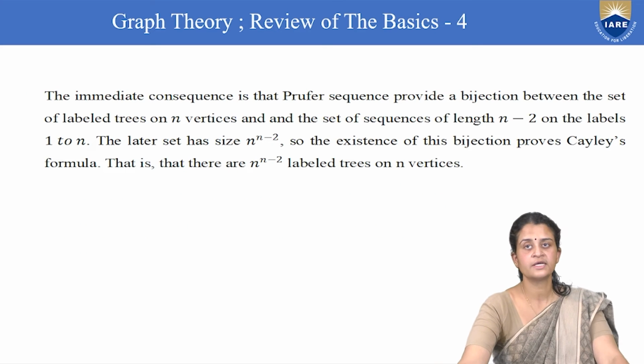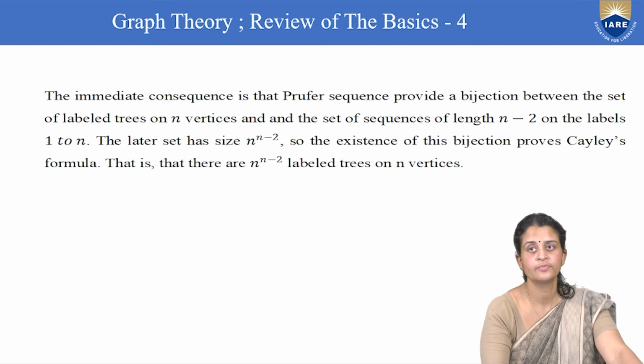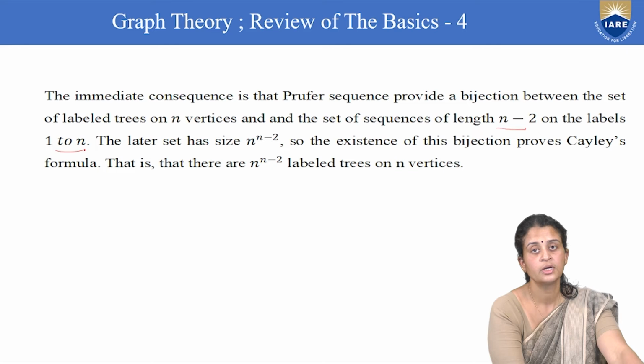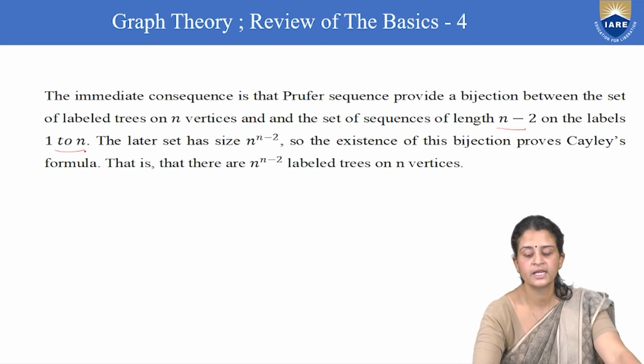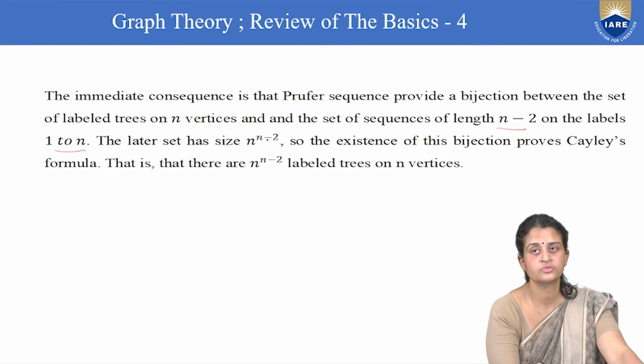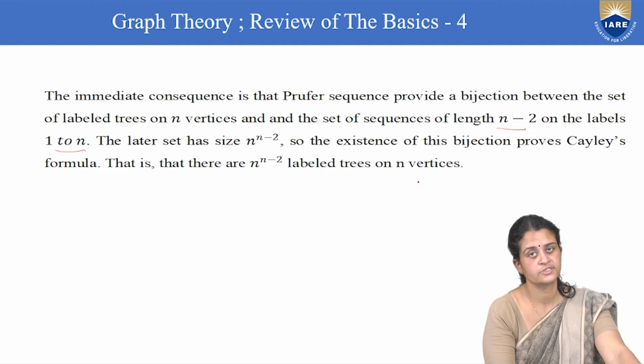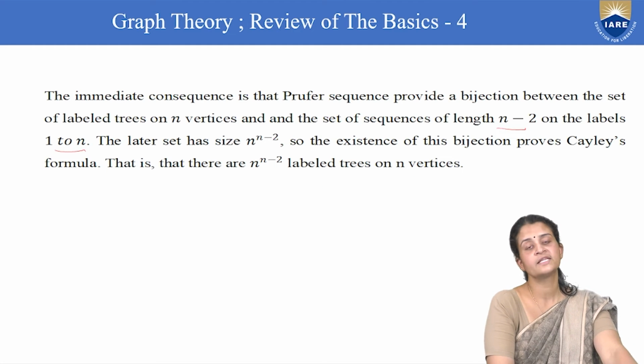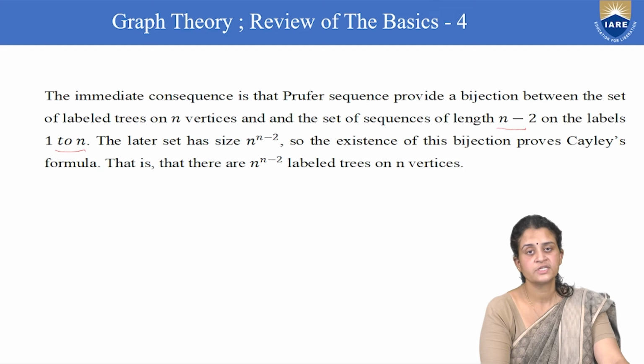The immediate consequence of the Prüfer sequence is that the sequence provides a bijection between the set of labeled trees on n vertices and the set of sequences of length n minus 2 on the labels from 1 to n. The second set, we know, is of size n raised to n minus 2. So the existence of the bijection proves Cayley's formula. That is, there are n raised to n minus 2 labeled trees on n vertices. Okay, Cayley's formula is proved with this Prüfer sequence.